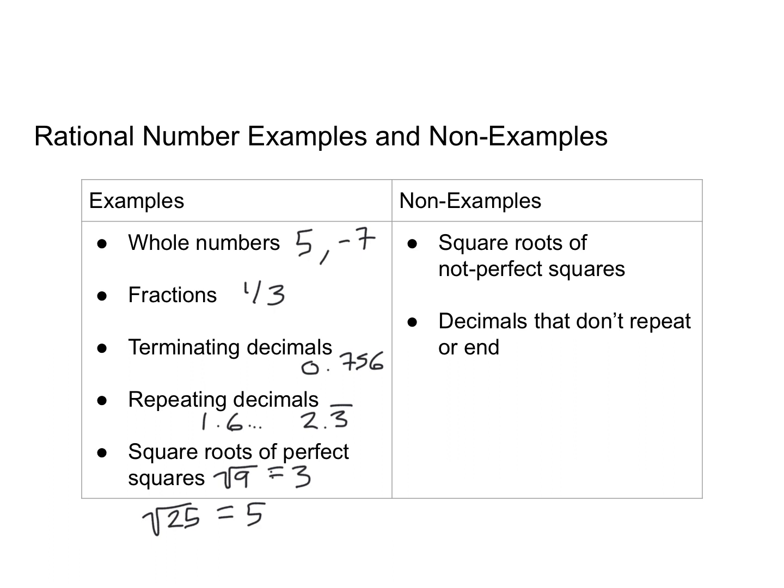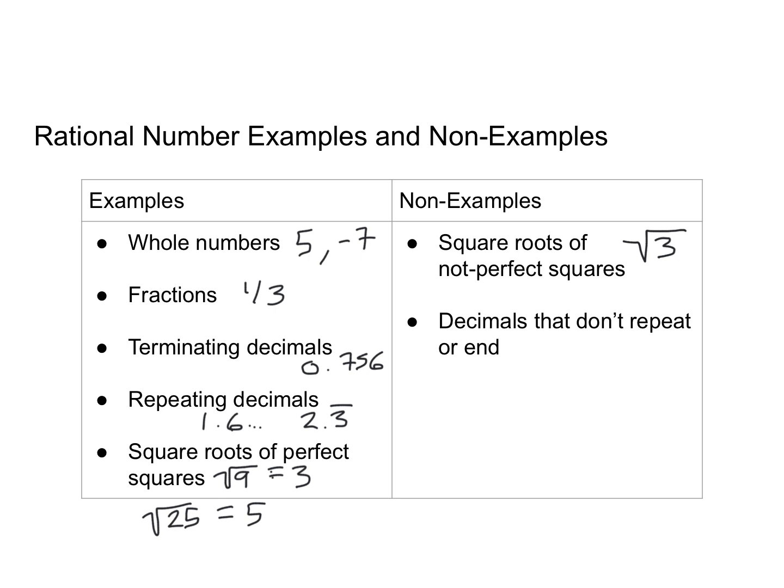In contrast, a non-example of a rational number is square roots of not perfect squares. So that means, for example, the square root of 3. The square root of 3 ends up being a decimal that does not repeat or end. That is irrational, because we can't think of a whole number that when we multiply it by itself, we get 3.